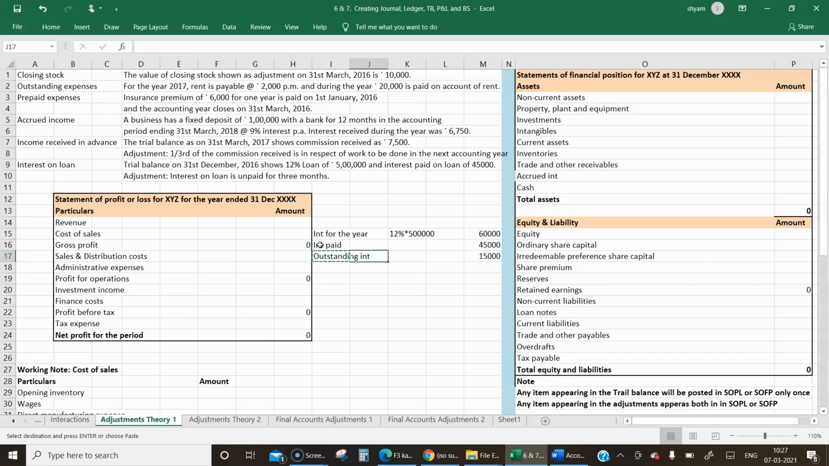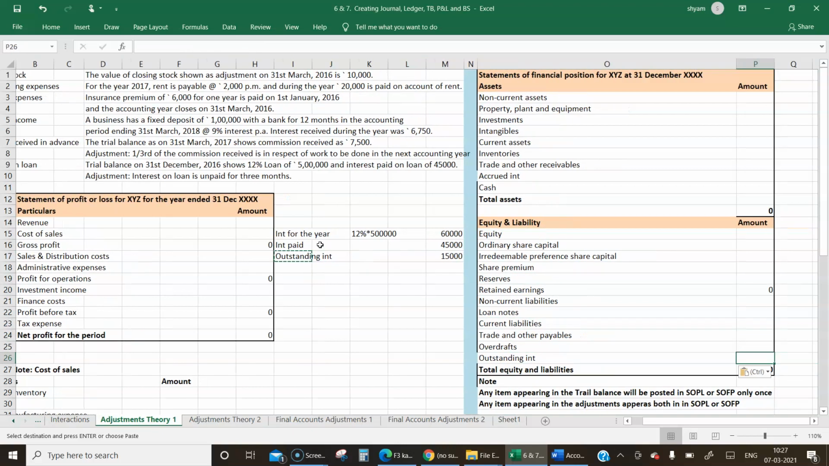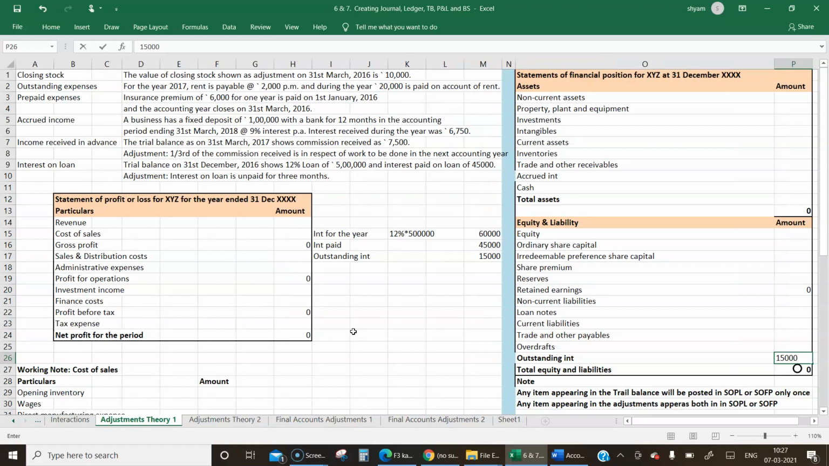This outstanding interest is a liability which you should show in the current liabilities. So here it goes to this part, as 15,000. And the total interest for the year should go to the interest part. So we can show it in the finance cost, 60,000. So that's how it happens. You show the total expense for the year in the SOPL and you show the balance outstanding amount in the outstanding expense account. So that's about the interest on loan.